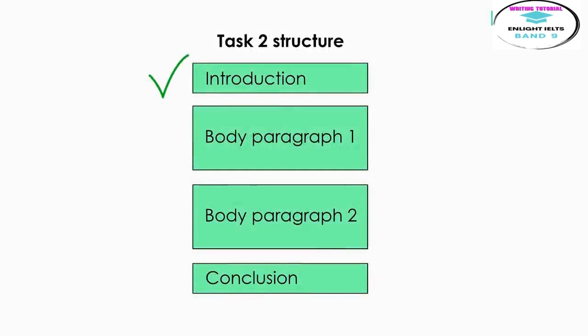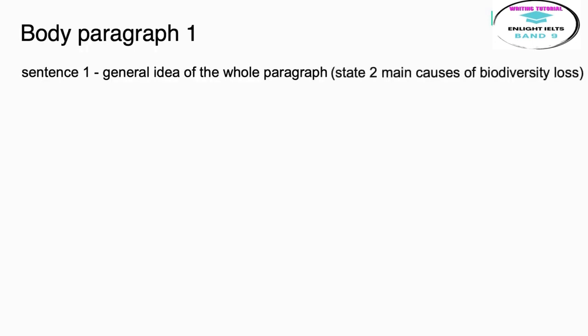After the introduction, we start writing the body paragraphs. The first body paragraph discusses the possible causes of biodiversity loss. The first sentence of this paragraph should contain a general idea of the whole paragraph. In our case, we just state 2 main causes of the biodiversity loss. Here is my first sentence.